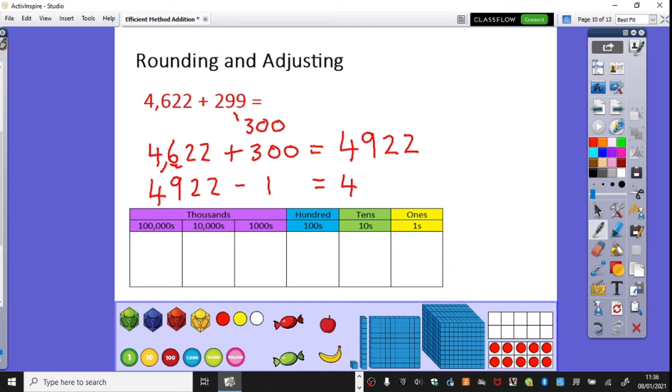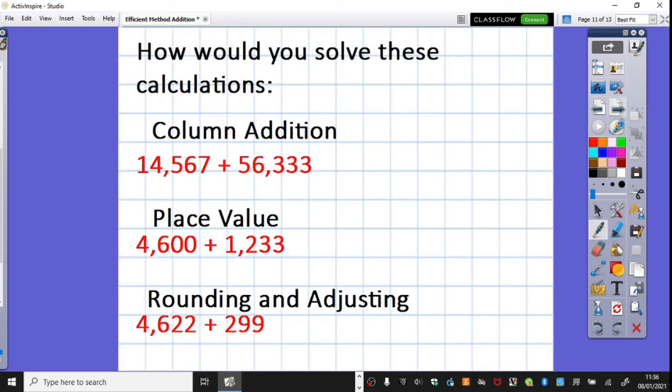4,922 minus 1 is 4,921. So we can see there we've used that rounding and adjusting strategy. We've rounded up to 300. We've added to the hundreds. Mrs. Gill needs to remember to actually do that. You can see there 4,922. Take away the 1, 4,921. So when we are looking at addition problems, we don't always need to resort to column method. We can look at other methods, possibly thinking about our place value knowledge and our rounding and adjusting strategy.